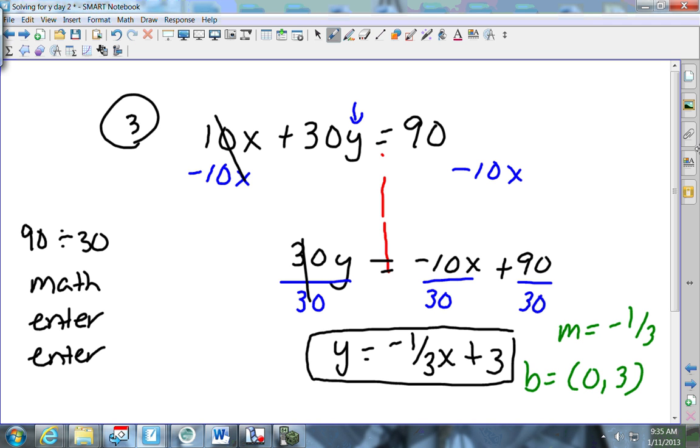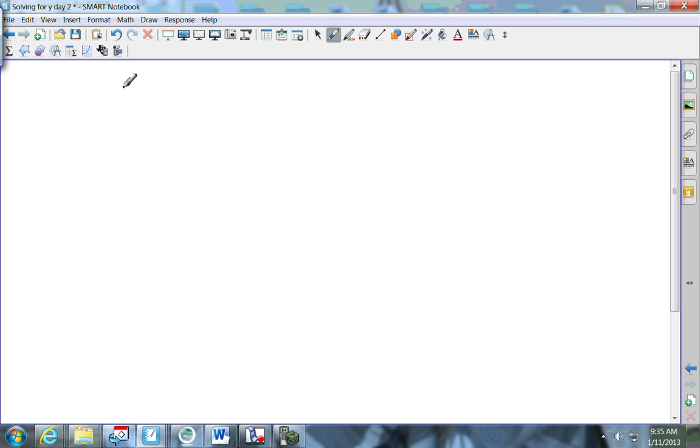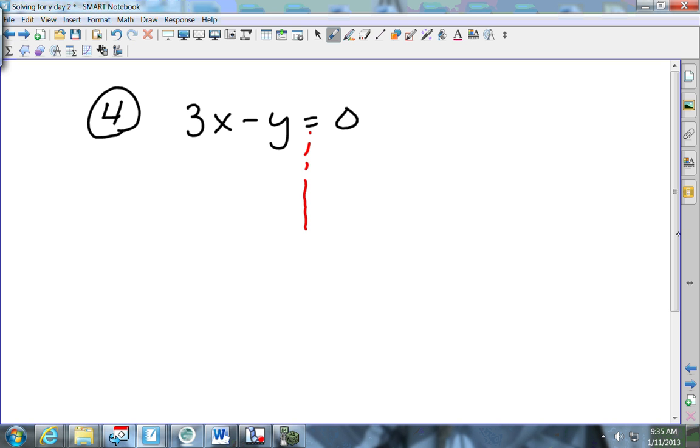The next one, number 4. 3x minus y equals 0. Same idea. Trying to get y by itself right here. What's on the same side of the equation with the y? The 3x. It's a positive 3x, so I need to do the opposite, and I need to subtract 3x from each side.